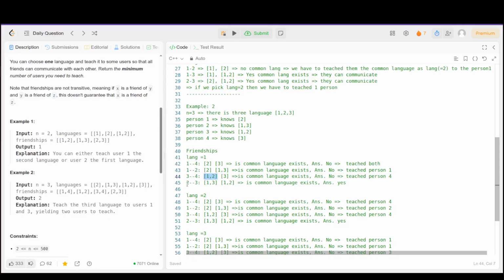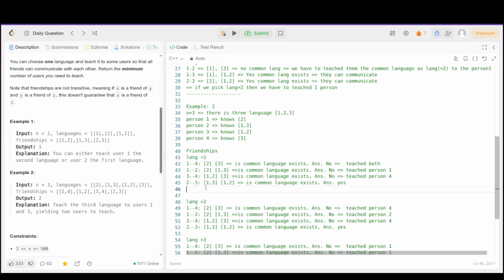2 comma 3, that is, 2 knows the language 1 comma 3, and 3 knows the language 1 comma 2. So a common language already exists, and we do not need to teach any of them. If we pick language 1, then we have to teach the people in friendship 1 comma 4, and again person 1 comma 4. So for the 2 persons we have to teach them.